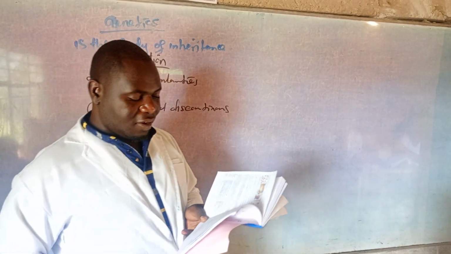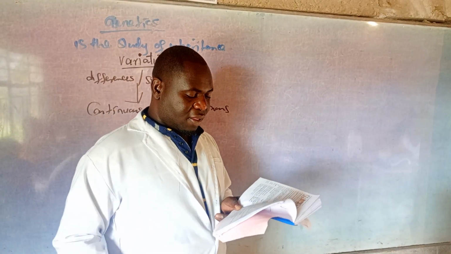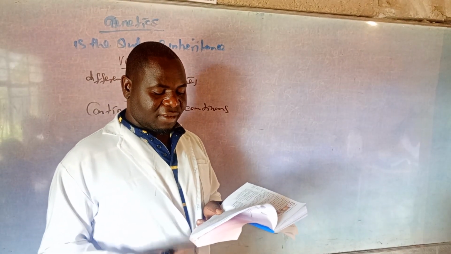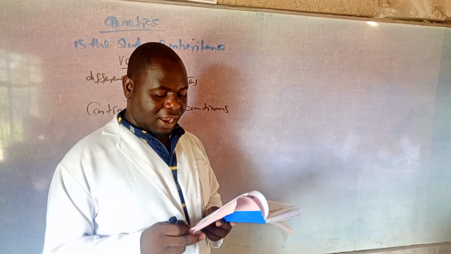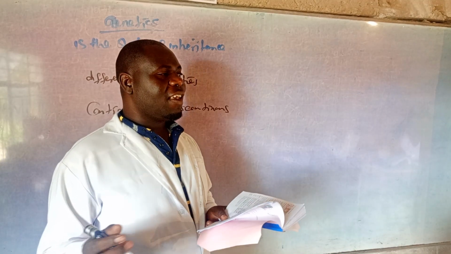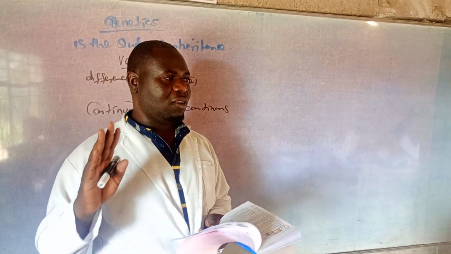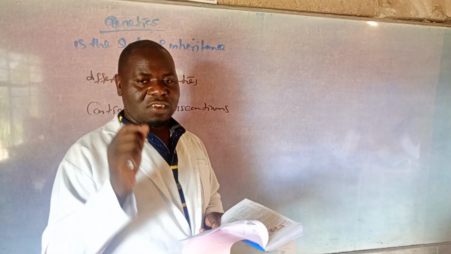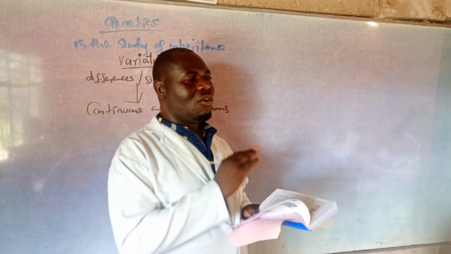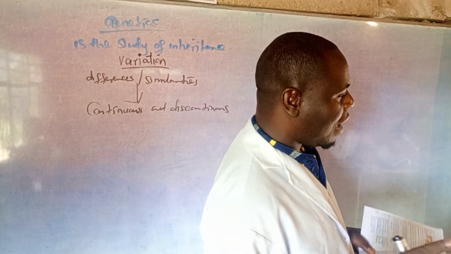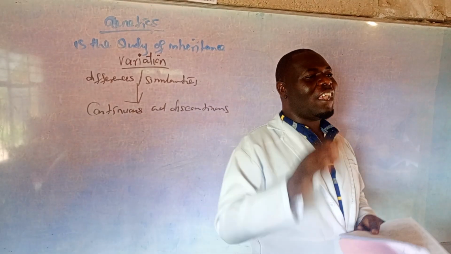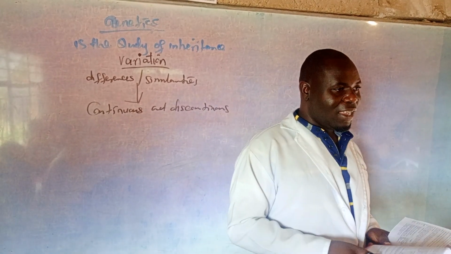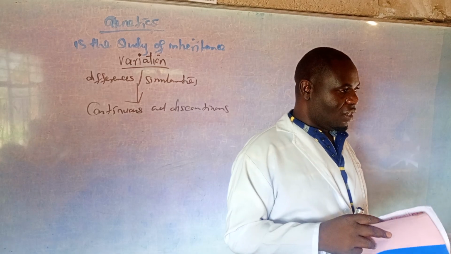So we are saying that continuous variation is a type of variation where a characteristic has many intermediate forms between two extremes. In short, there is no clear-cut difference among the organisms of the same species. Altogether, in short, these change.